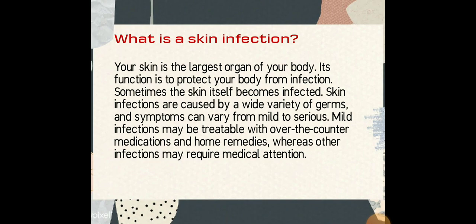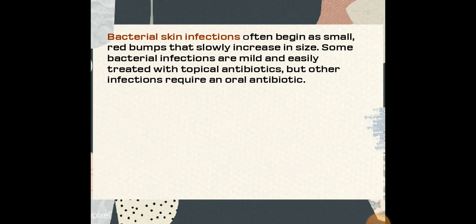Skin infections are caused by a wide variety of germs, and symptoms can vary from very mild to serious. Mild infections may be treatable with over-the-counter medication and home remedies, whereas other infections may require medical attention. Bacterial skin infections often begin as a small red bump that slowly increases in size. Some bacterial infections are mild and easily treated with a topical antibiotic, but other infections require an oral antibiotic.